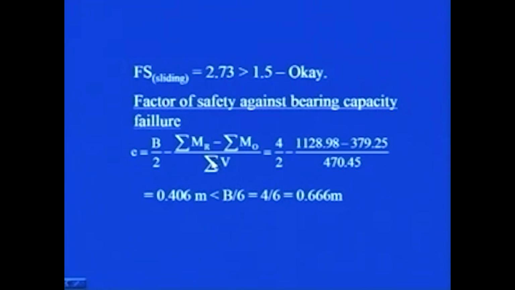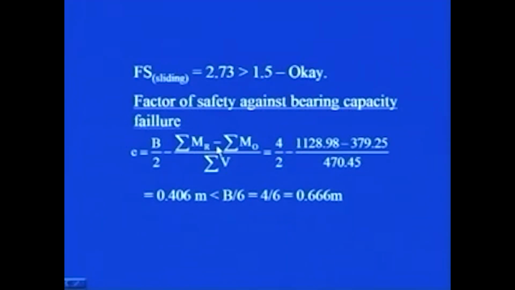We know that before finding out that factor of safety, we need to find out Q max, that is one thing. Another thing is we need to find out the ultimate bearing capacity of the soil also, and for that first we need to find out the eccentricity of the resultant forces acting on the base of the wall. So eccentricity is equal to B by 2 minus (summation Mr minus summation Mo) divided by summation V. B is 4 in this case.